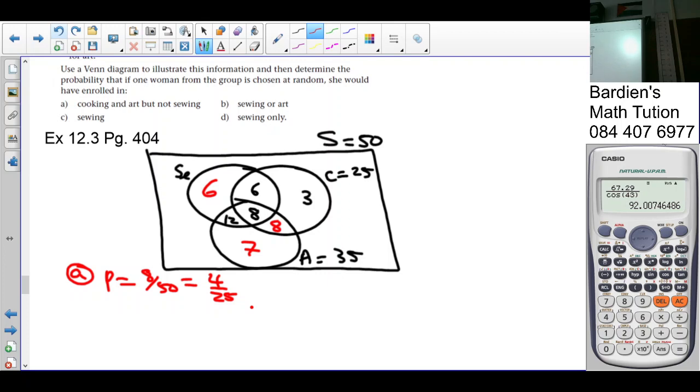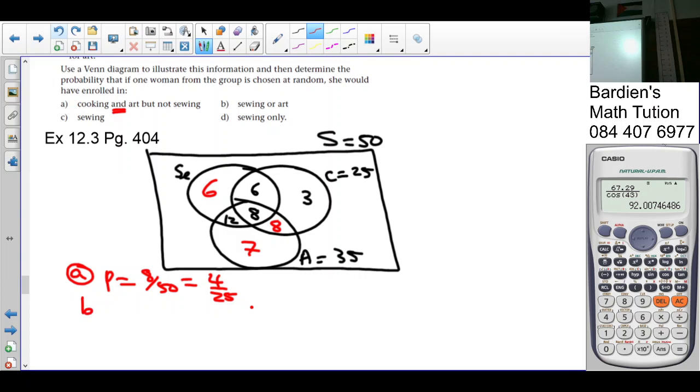So I think I added all of them after. I don't know. Cooking and art. Remember if it says and, what must you look for? The overlap. Okay? And it's omitting sewing. So you close the sewing part as well.